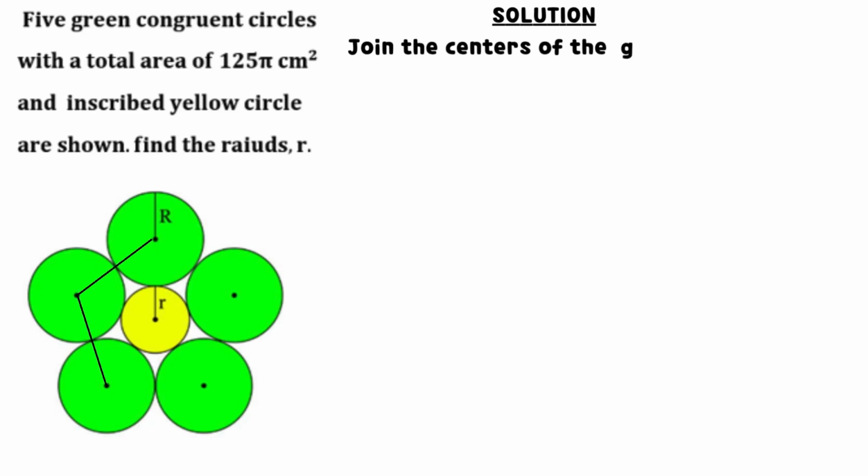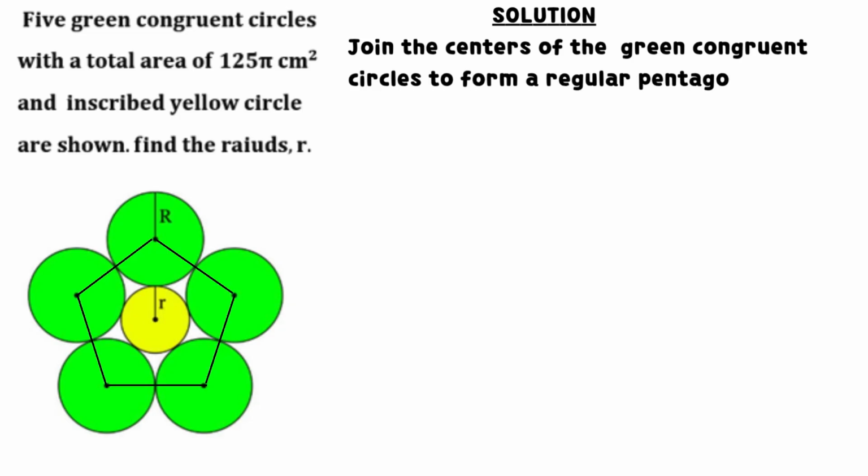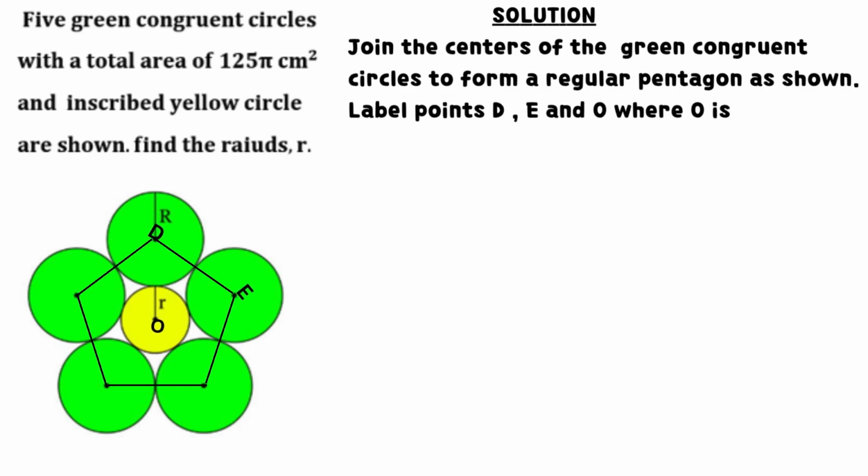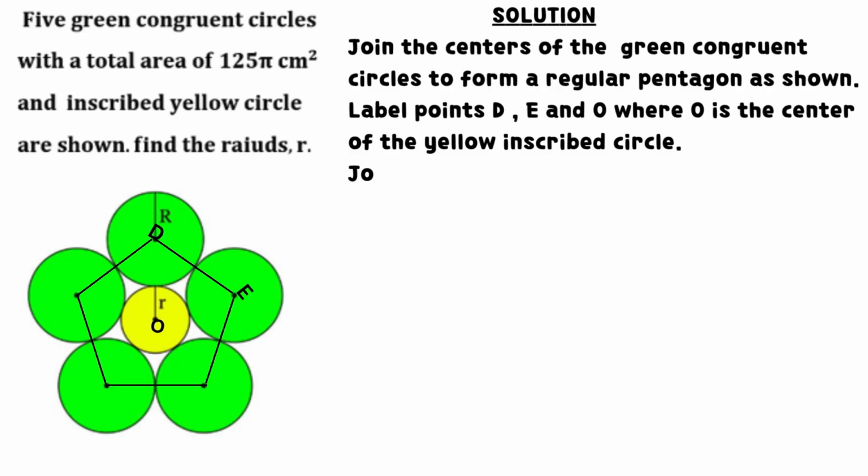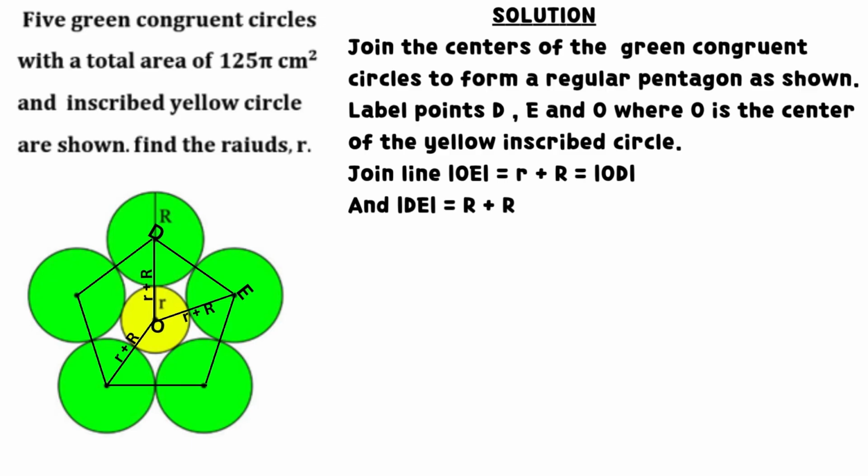Solution. Join the centers of the green congruent circles to form a regular pentagon as shown. Label points D, E, and O, where O is the center of the yellow inscribed circle. Join line OE, which equals small r plus large R, which equals line OD. And line DE equals R plus R, which equals 2R.